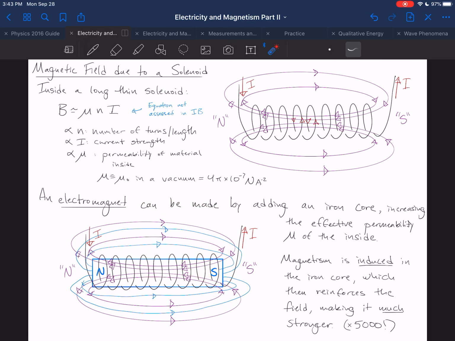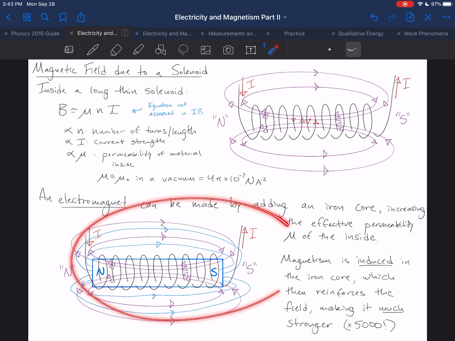So it changes the permeability of the material inside with this phenomenon of induced magnetism, and makes the overall field much, much stronger, as much as a factor of 5,000 or so. So the individual parts of this iron bar can be thought of as having little north-south ends that all align with the external field and reinforce it.